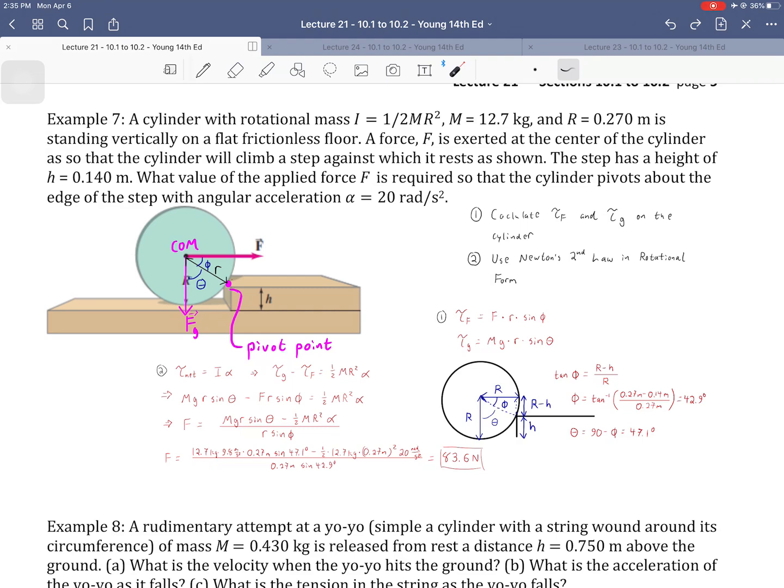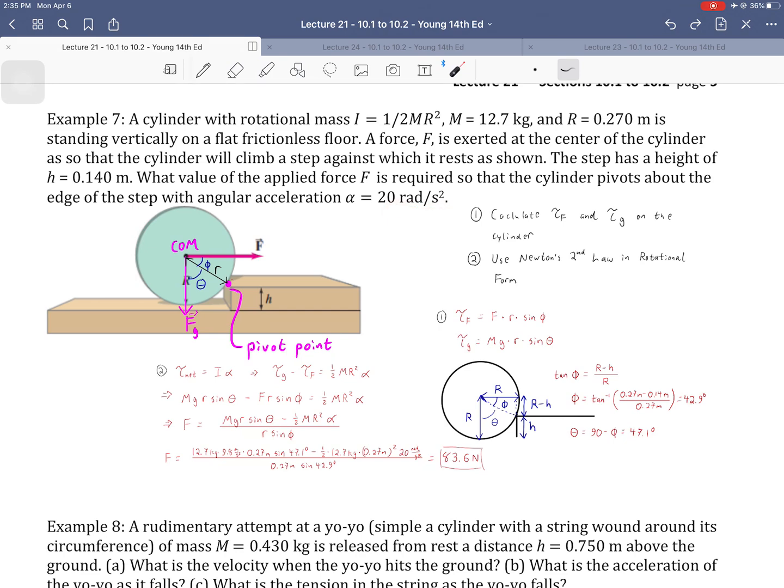Okay, so then I'm going to use Newton's second law in rotational form. Tau net equals I alpha. Then I'm going to look at my two torques. I'm defining my gravitational torque as positive because it wants to rotate the wheel counterclockwise. Make sure that you can visualize that. And I'm defining my external force torque as negative because it wants to rotate the wheel clockwise relative to the pivot. And then that's going to equal I, which is 1/2 mr squared, times alpha.